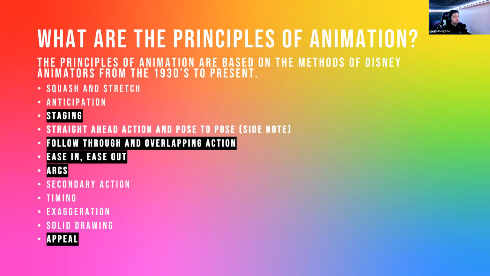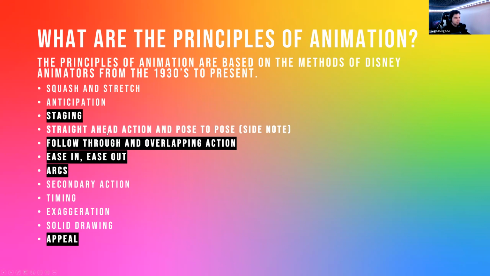So these are the 12 principles of animation: squash and stretch, anticipation, staging, straight ahead action and pose to pose, follow through and overlapping action, ease in, ease out, arcs, secondary action, timing, exaggeration, solid drawing, and appeal. Now you'll see I have some of these highlighted because unfortunately, I don't think I have enough time to go over all of them today. The ones that I have highlighted, I will be talking about specifically because I think that they apply a lot to motion graphics, and more specifically, the motion graphics we're going to be working with today.